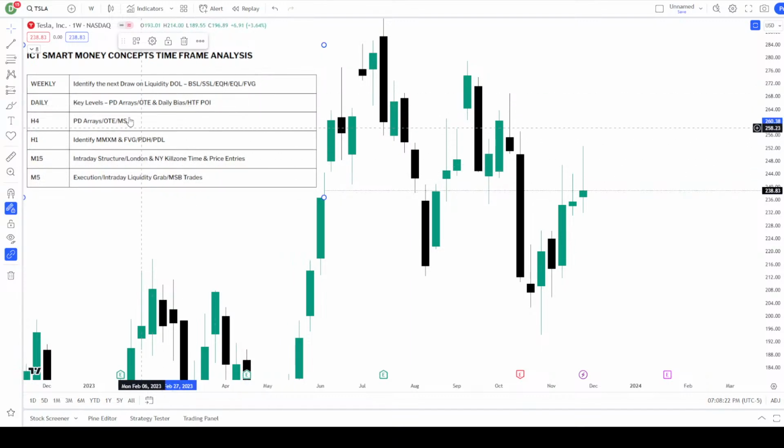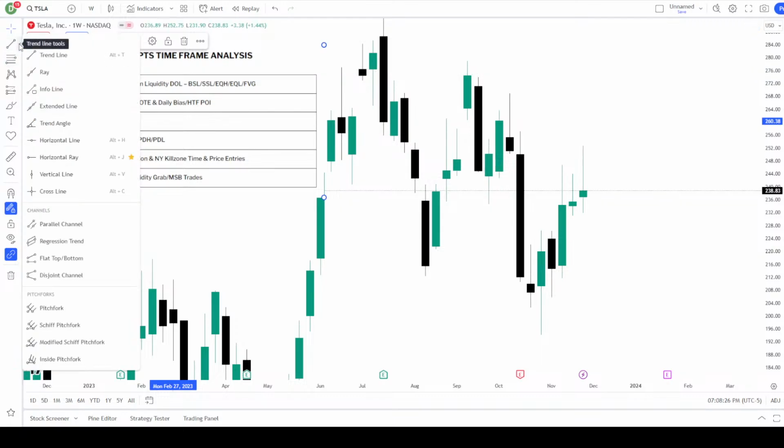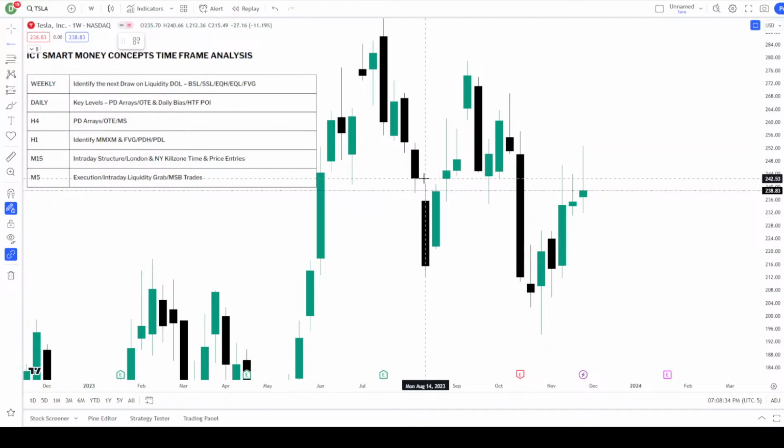So how we're going to draw that on our chart is we're going to use our tools in TradingView or whatever charting method you're using. I use the horizontal ray. You could use the horizontal level if you'd like. That's your call. And I'm going to look for the next draw on liquidity. I'm just going to go down my list. Okay. Buy side liquidity is going to be wicks off the top. Sell side liquidity is going to be wicks off the bottom.